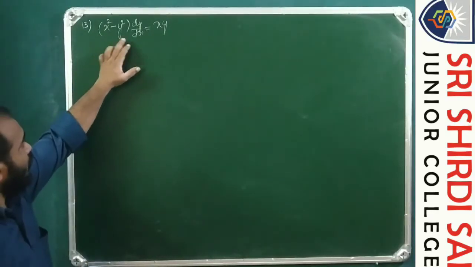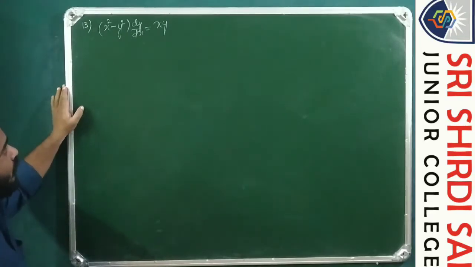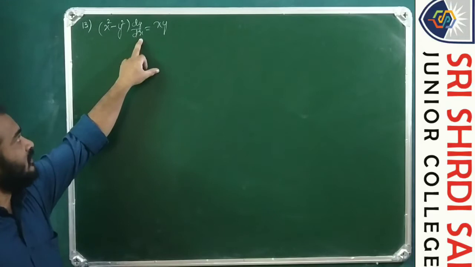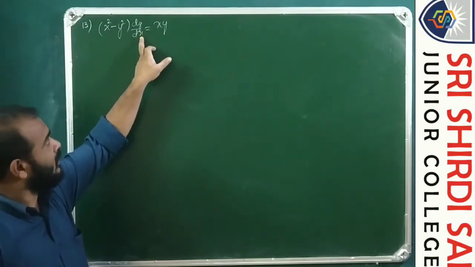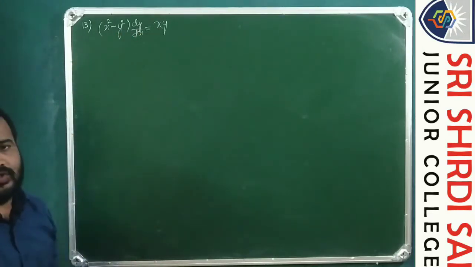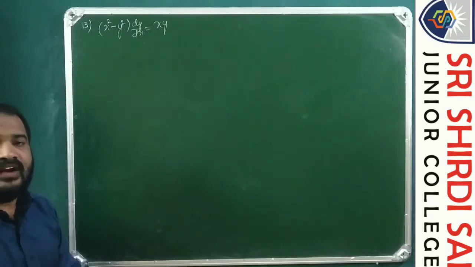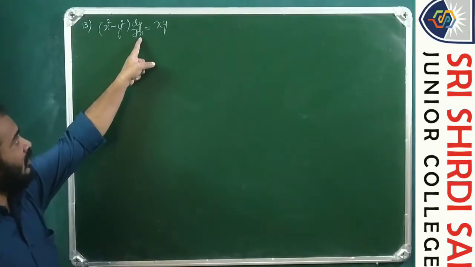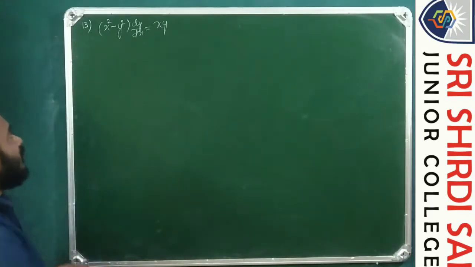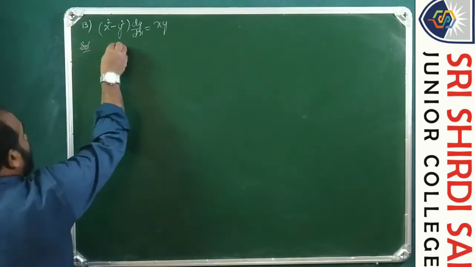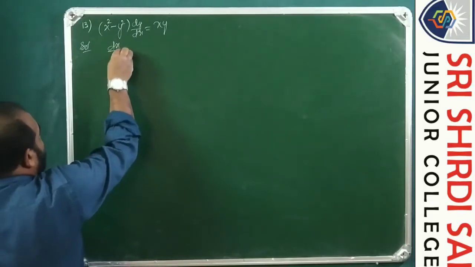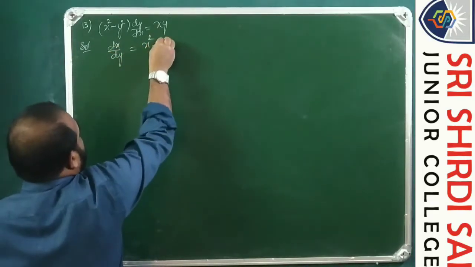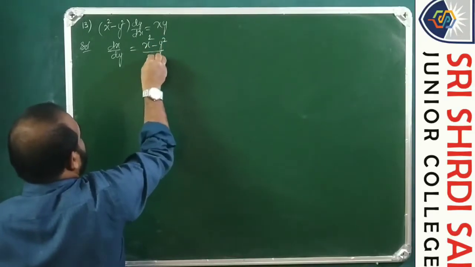x square minus y square dy by dx equals xy. So if I prepare dy by dx in this, then dy by dx equals xy by x square minus y square, which cannot be proceeded any further. Instead of that, I will prepare for dx by dy. Solution: dx by dy is equal to x square minus y square by xy.